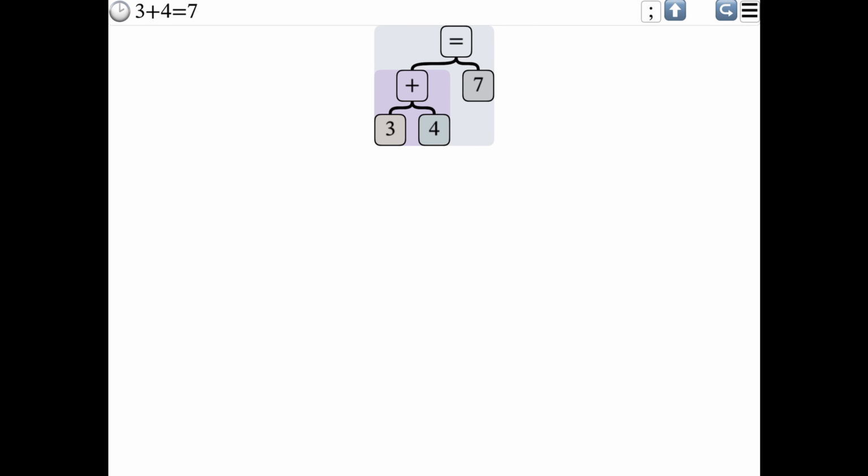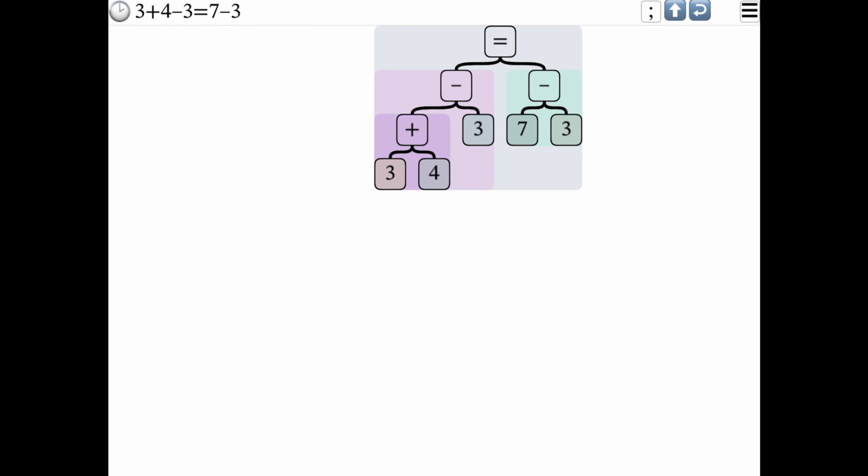Last time, we dragged 4 onto equals. This time, drag and drop 3 onto equals. This subtracts 3 from both sides of the equation. We still want to cancel the 3's, but this time we have to use the commutative property before using the associative property.